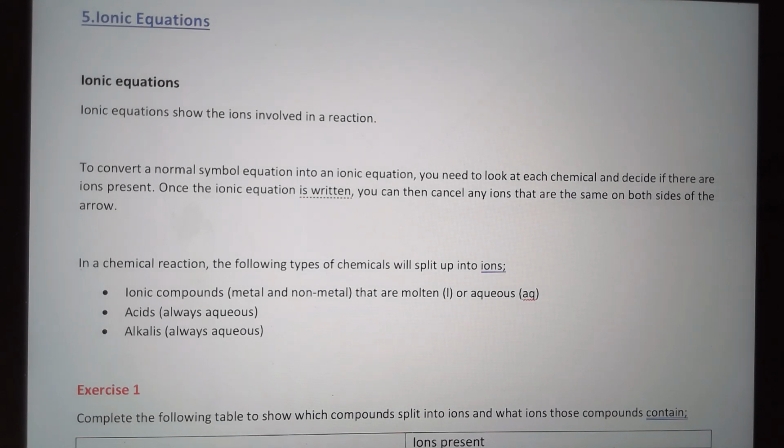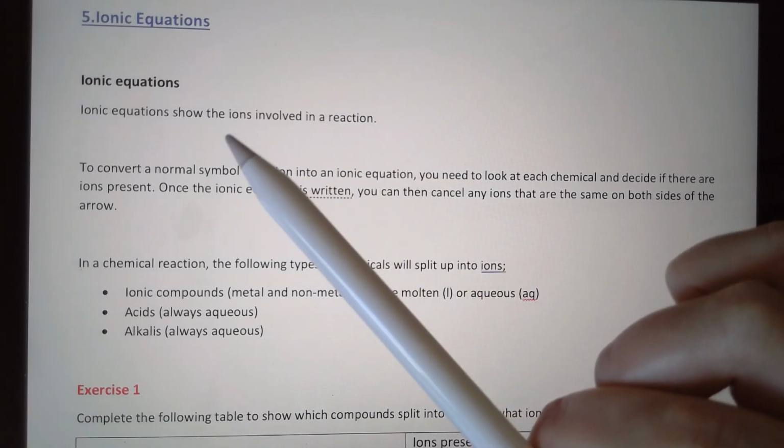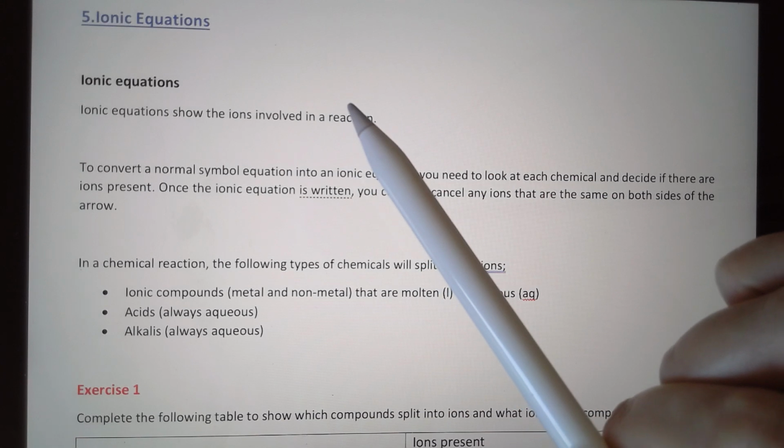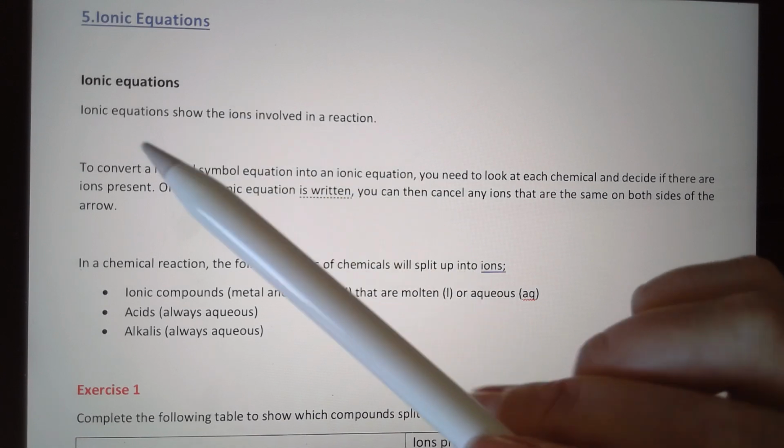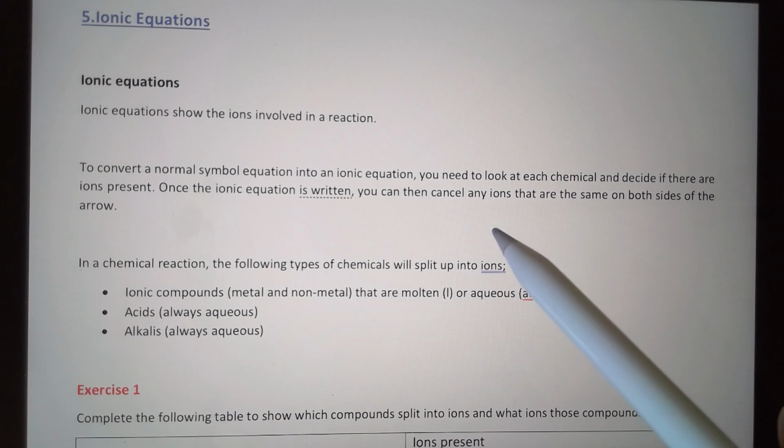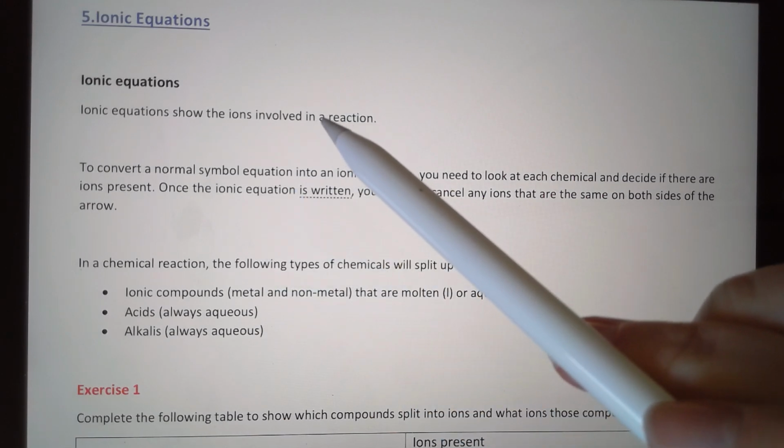Alright, so in this video I'm going to run through how to write ionic equations. As it says here, they show the ions involved in a reaction. And often what they do is they give you a full balanced chemical equation and they ask you to turn it into an ionic equation.